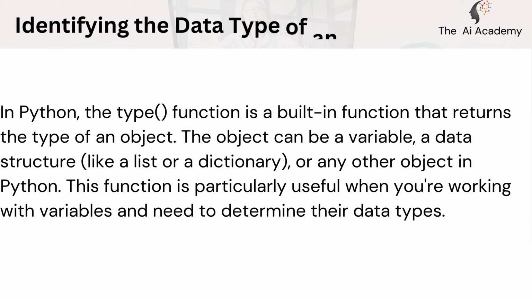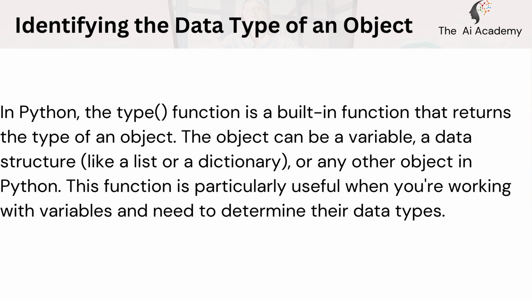The next topic is identifying the data type of an object. In Python, the type function is a built-in function that returns the type of an object. The object can be a variable, a data structure like a list or a dictionary, or any other object in Python. This function is particularly useful when you're working with variables and need to determine their data types.